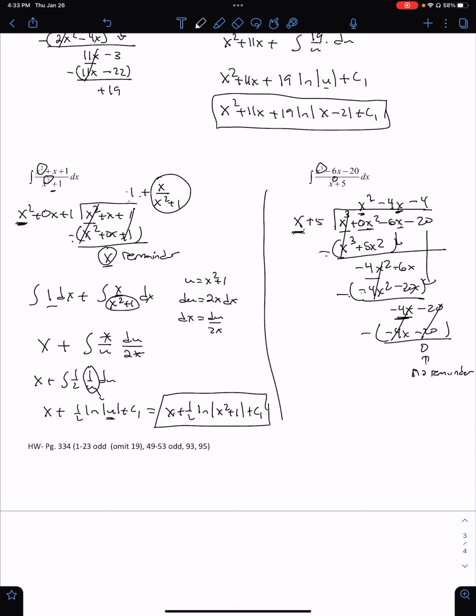So my answer, we're going to rewrite our integral as x squared minus 4x minus 4 dx, and there's no remainder part, so we don't have to worry about that. So my answer, x cubed over 3 minus 2x squared minus 4x plus your constant of integration.